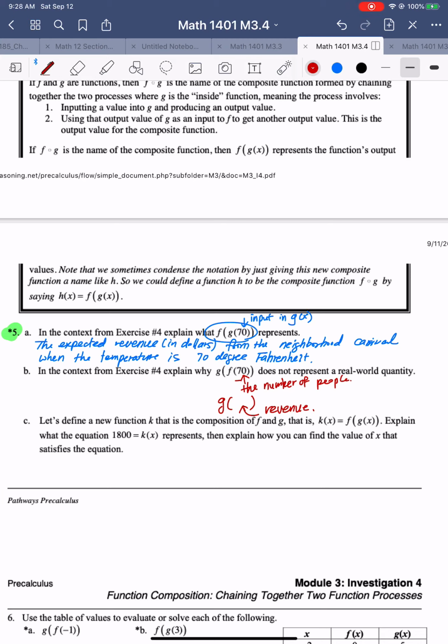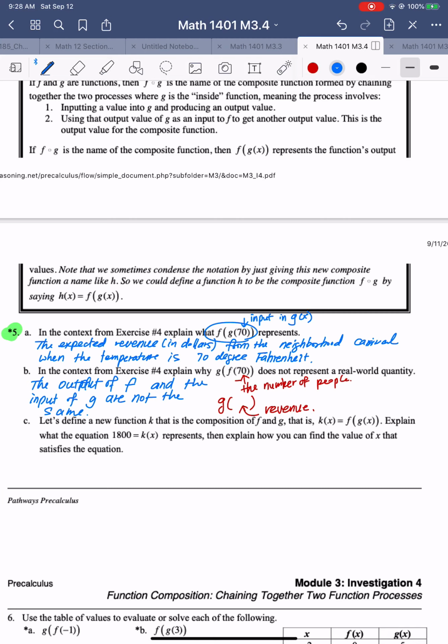So the output of the f function and the input of the g function are not the same. This is how you write it. So that's why we are not able to compose these two functions in this way. So now C. Let's define a new function k that is a composition of f and g.